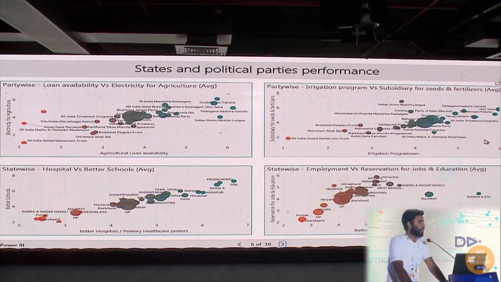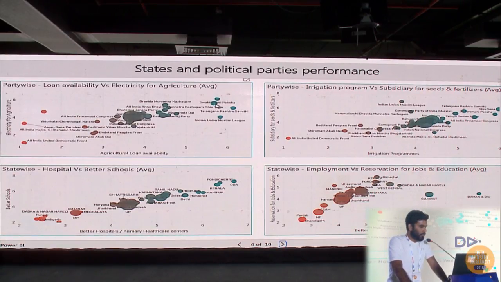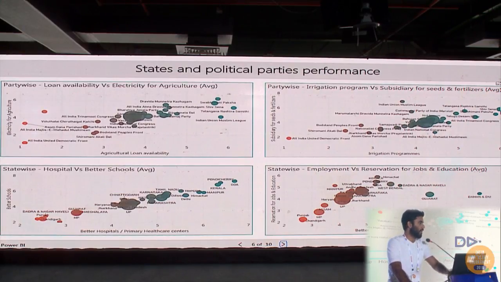Here, we are trying to pick eight important metrics which we feel are important. The top two charts complement each other and the bottom two complement each other. The top one is regarding agriculture. By the way, the size of the bubble is how many respondents came from it. It looks like Shiv Sena and Swami Madi Baksha are doing pretty good in agriculture loan availability, electricity for agriculture, as well as in irrigation program and seeds and fertilizer subsidy. And they're all from Maharashtra.